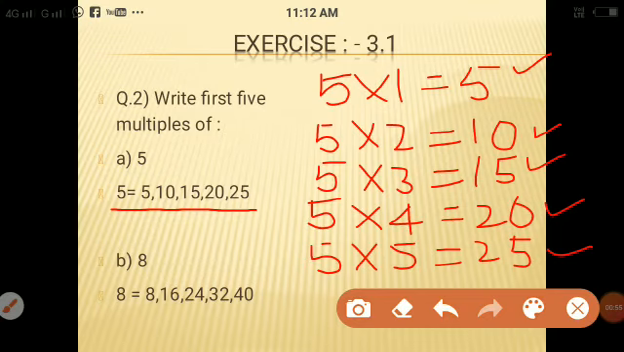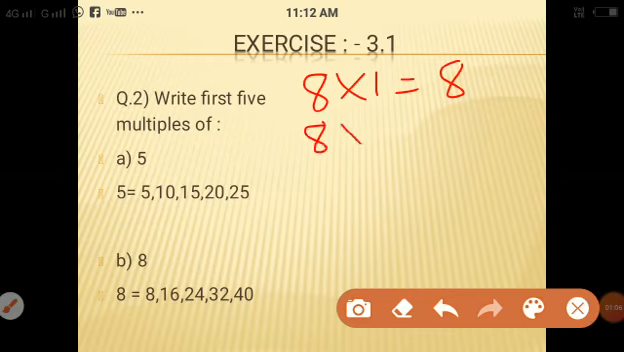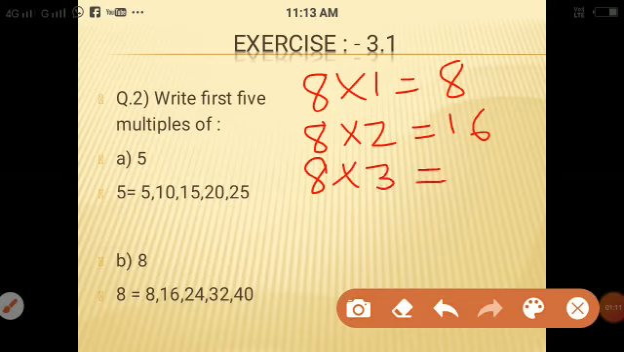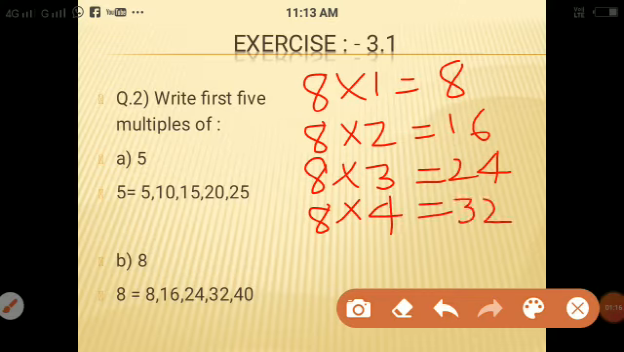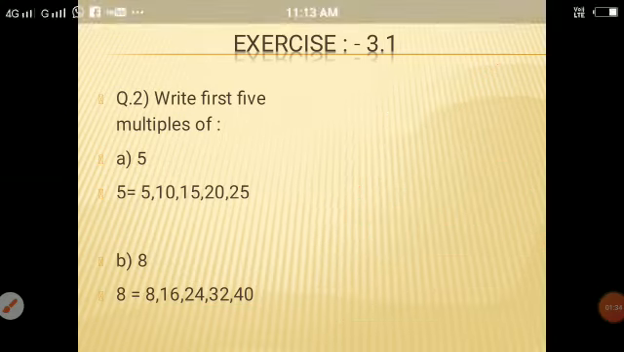Now the next number is 8. So again 8 ones are 8, 8 twos are 16, 8 threes are 24, 8 fours are 32 and 8 fives are 40. These are the multiples of 8, or you can write like this. Okay.